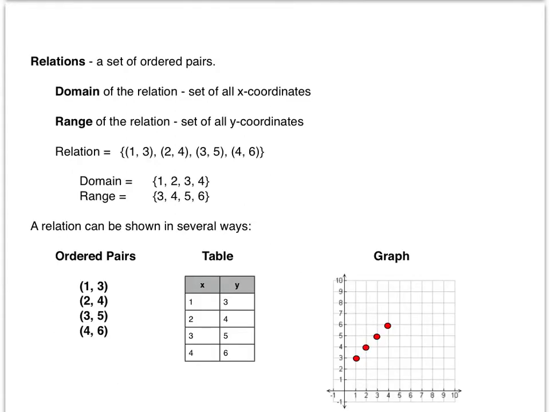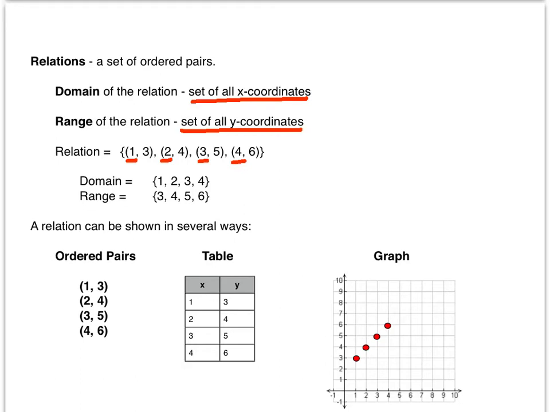Next, we're going to look at relations. A relation is a set of ordered pairs. Relations have a domain, and the domain is the set of all x-coordinates. It also has a range, which is the set of all y-coordinates. In this example, the relation is (1, 3), (2, 4), (3, 5), (4, 6). The domain is going to be the x values, so 1, 2, 3, and 4. And notice we write them with brackets. And the range will be the y values, again written with brackets, 3, 4, 5, 6.